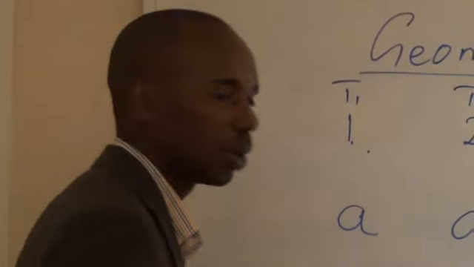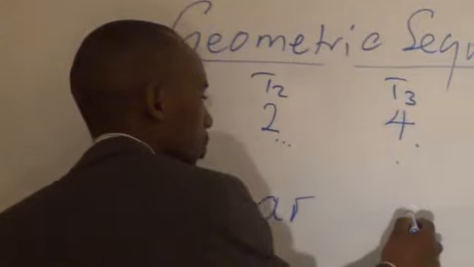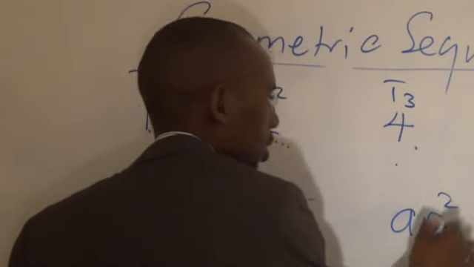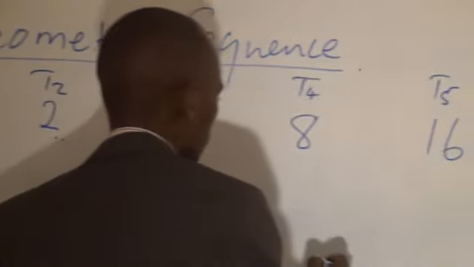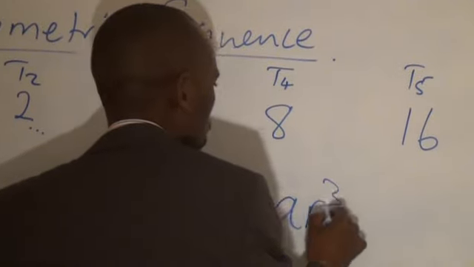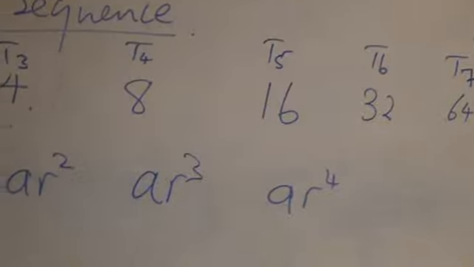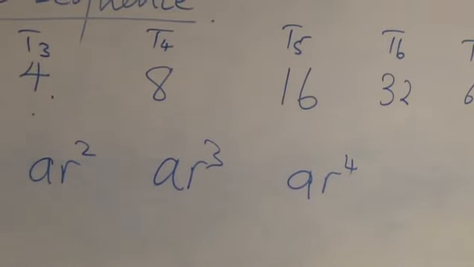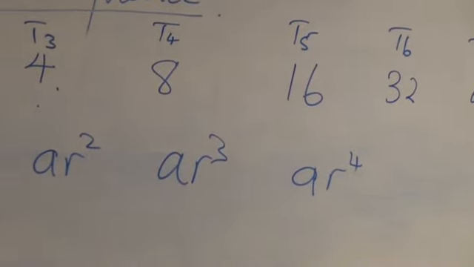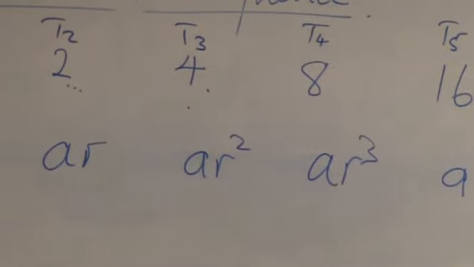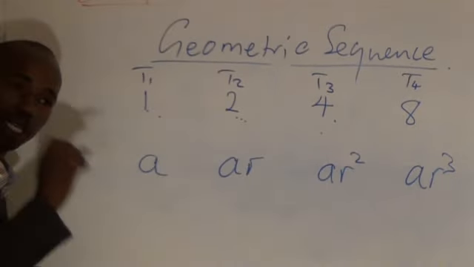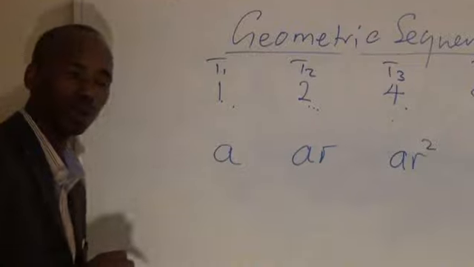What is our next term? Our third term? AR squared. What is our next term? AR cubed. AR to the 4. Okay? That's fine. I agree with you. Are we all happy at the moment? Good. Now, let us go on to do exactly what we did with the arithmetic sequence.